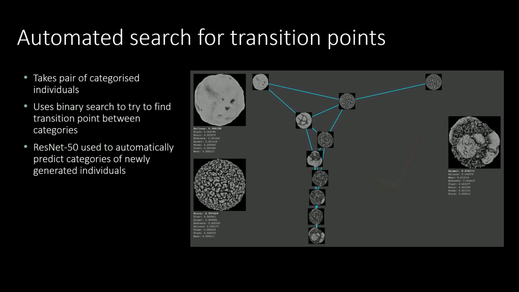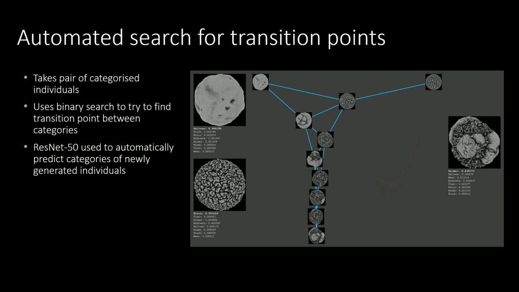The final integration we want to talk about is a system to automate looking for transition points in genotype space from one categorized behavior to another. The idea is that you start with two individuals in different categories and that the system then uses a binary search together with a ResNet 50 classifier to automatically try to find a transition point between the individuals.